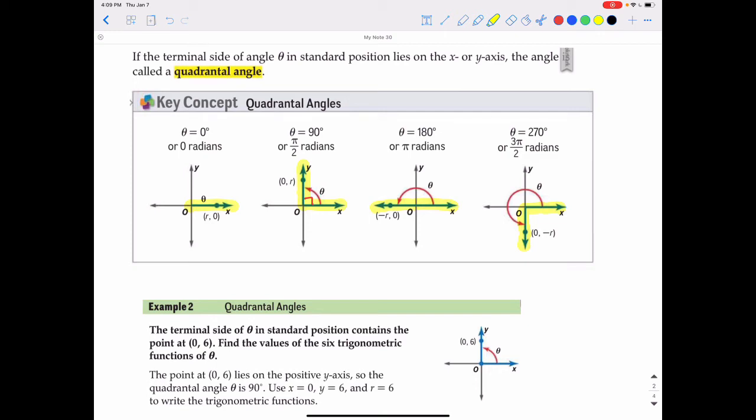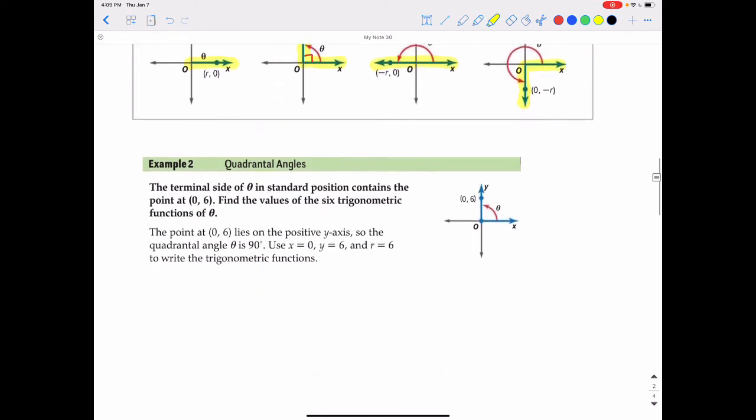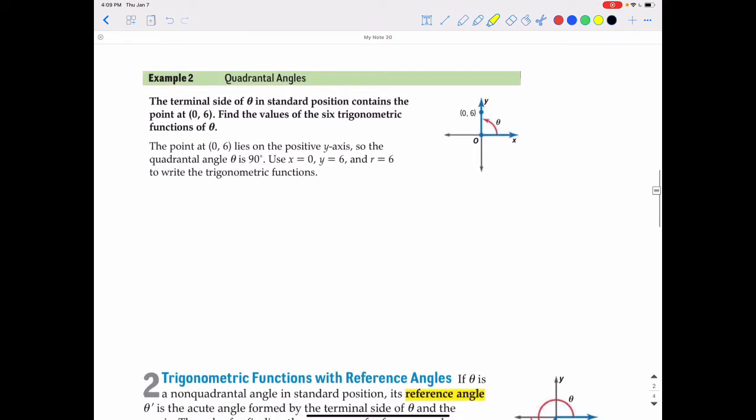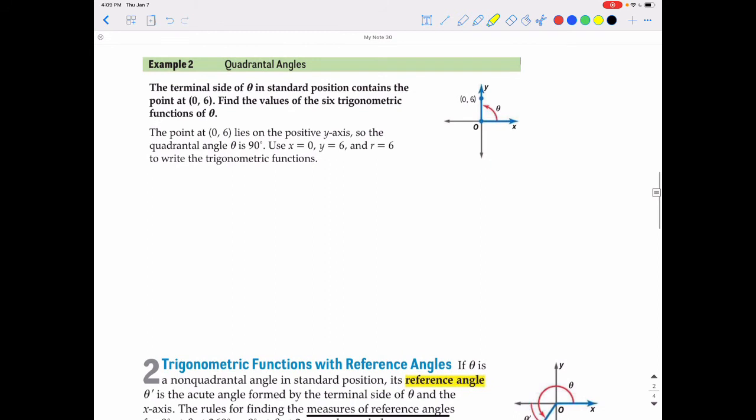So now that we know what a quadrantal angle is, 0, 90, 180, and 270, we can now figure out the trig function measures of 90-degree angles, 180-degree angles, 270-degree angles, and anything that's coterminal to that. So the terminal side of theta in standard position contains the point at 0, 6. Find the values of the 6 trig functions of theta.